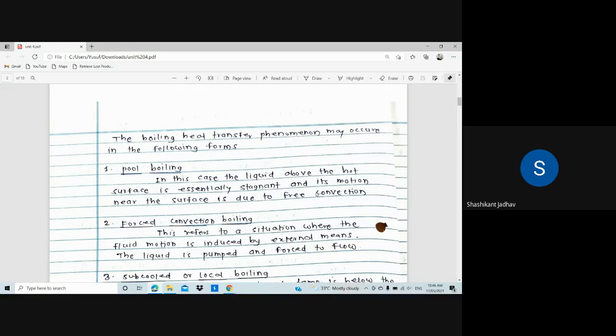Okay, so basically four forms are there. That is, pool boiling, then forced convection boiling, then subcooled or local boiling, and then saturated boiling. So these are the different forms of boiling heat transfer. The boiling heat transfer phenomena may occur in the following forms.